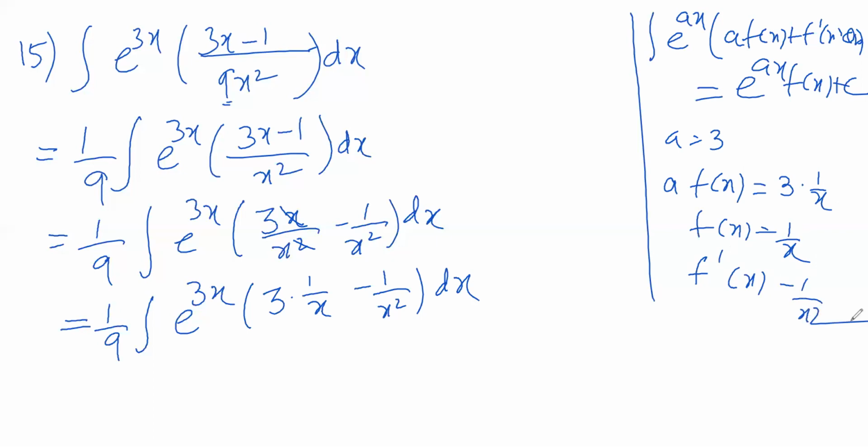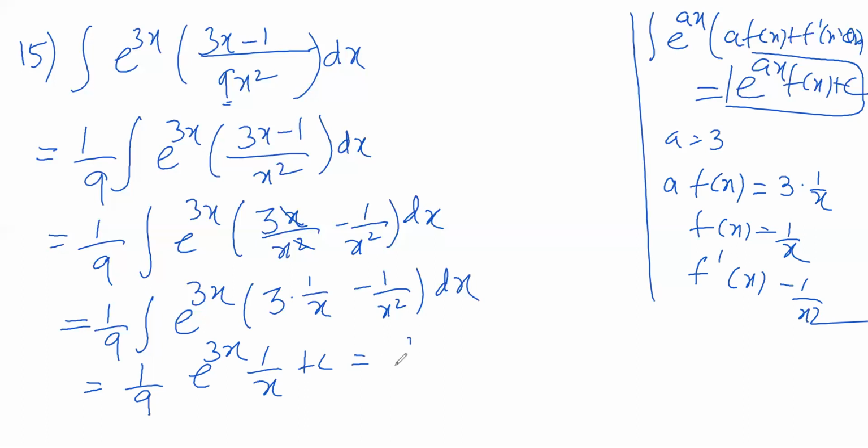So it is of the form e power ax into a f of x plus f dash of x dx. What is the formula? E power ax into f of x plus c. So 1 by 9 into e power 3x into f of x. What is f of x? 1 by x plus c. So I'll write 1 by 9x into e power 3x plus c. This is the answer for the last problem.